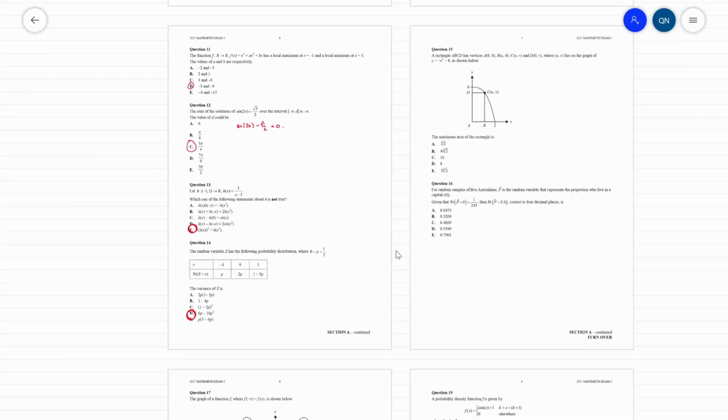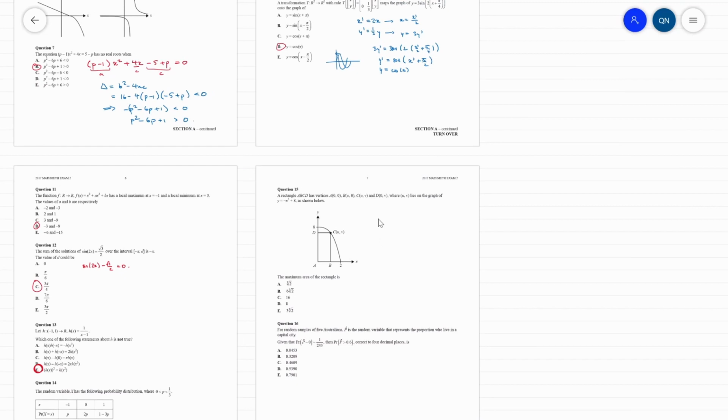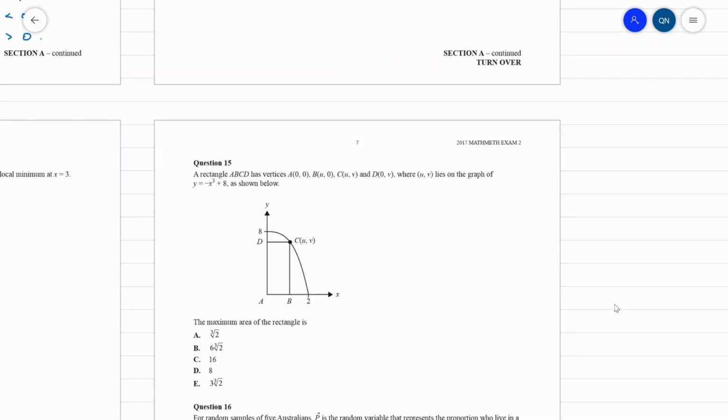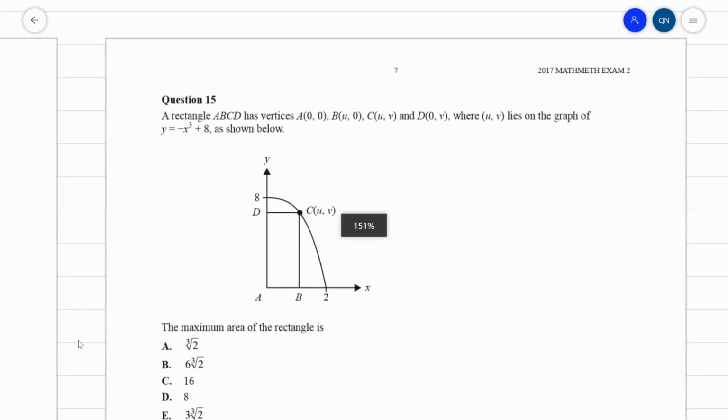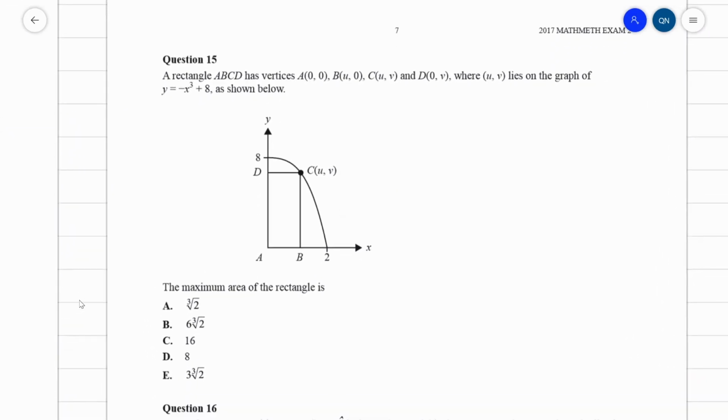Alright, question 15. We have a rectangle, and we want to find the maximum area of this rectangle. It's inscribed inside of this graph, minus x cubed plus 8. So how can we do that? Well, first of all, what's the area of this rectangle?